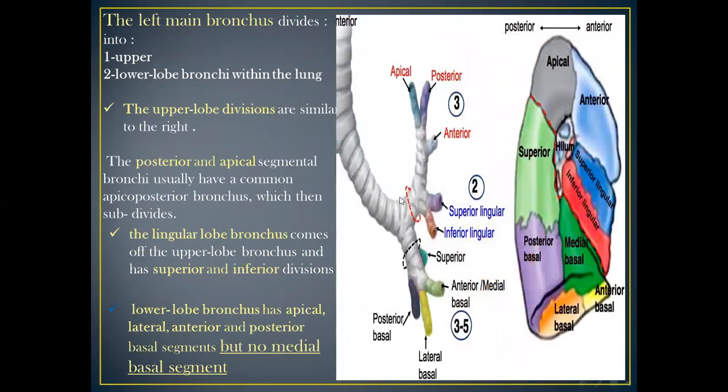This bronchus is divided into 2 parts, the upper lobe bronchus and lower lobe bronchus. The upper lobe bronchus divisions are the same as those on the right, except that the apical and posterior usually have a common apical posterior origin, which will then subdivide. And then we have the lingular. Here the lingular arises from the upper lobe, which divides into superior and inferior. Then the lower lobe bronchus is divided into superior and basal segments. The difference here is that we do not have a medial segment on the left side.